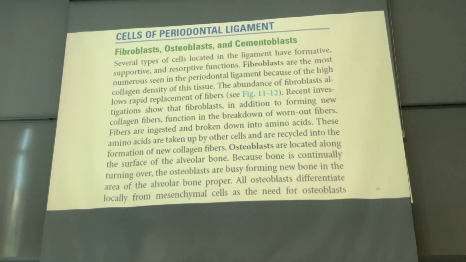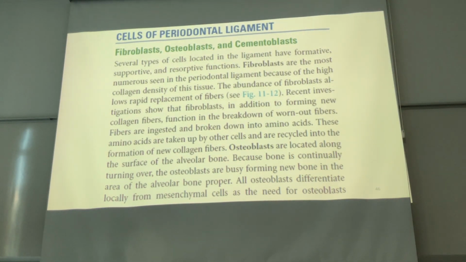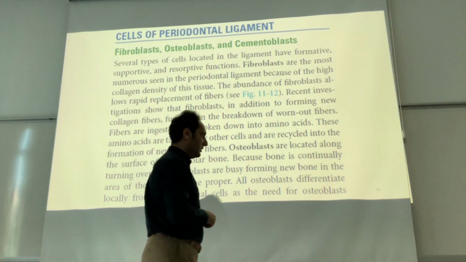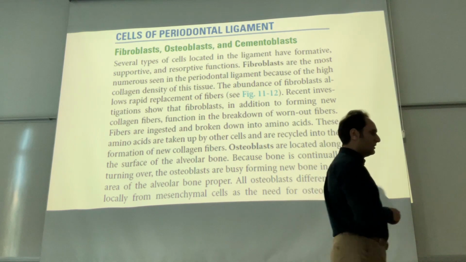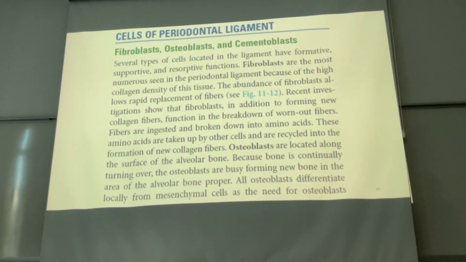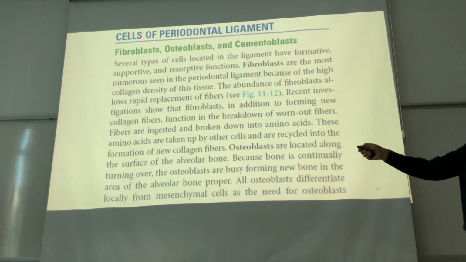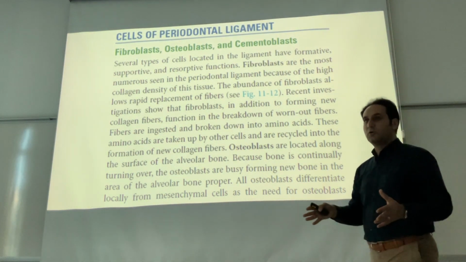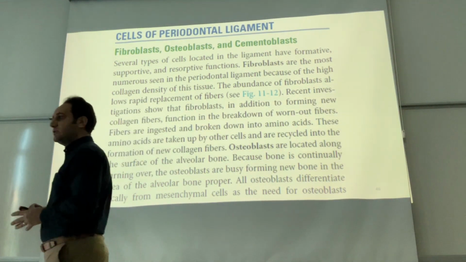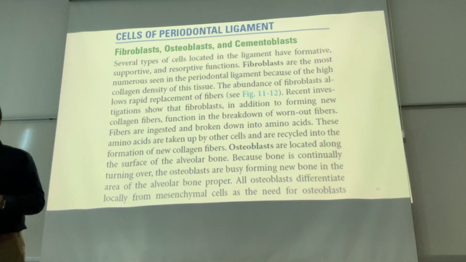Here you can see the cells of the periodontal ligament. Which cells can be present in the periodontal ligament? Very important. What do you think about these cells? Which cells can be seen in this tissue? The most important cell is the fibroblast. You know the roles of fibroblasts from our connective tissue lecture. Can you tell me the roles of fibroblasts?